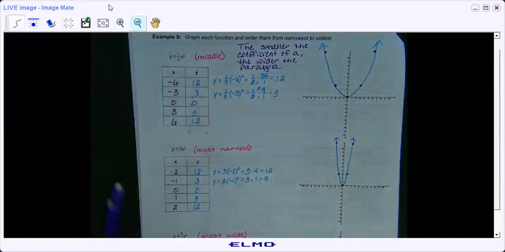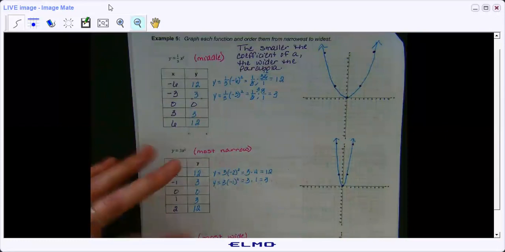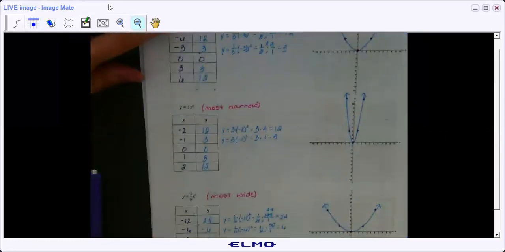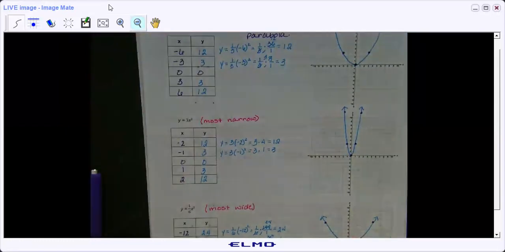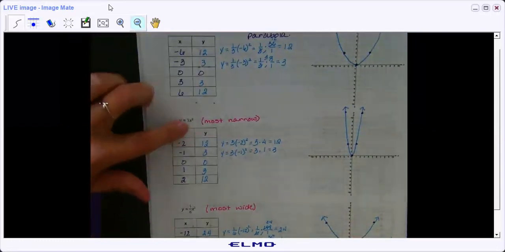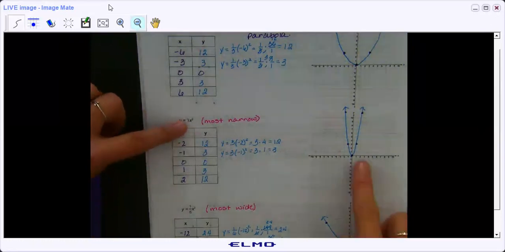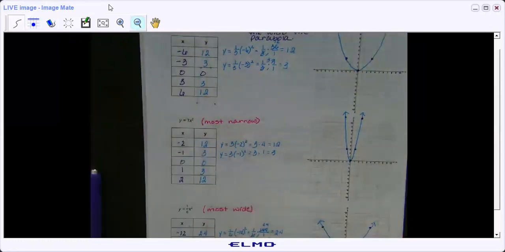Okay, and you should be able to identify that and put them in order without even having to graph them. So 1/6 is smaller than 1/3, so this graph right here would be wider than the top graph. This is the largest coefficient of a, so it is going to be the most narrow graph. All right, so we've completed everything but the last page of our notes, so let's go back there.